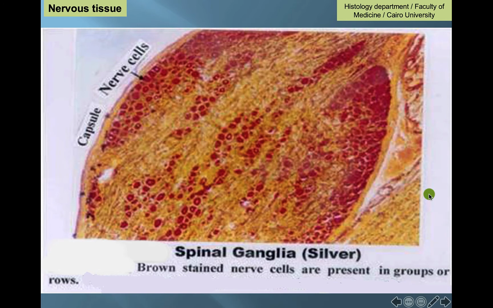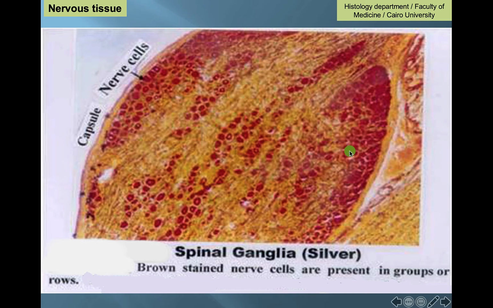This is a picture for the spinal ganglia, but in this slide it is stained by silver. The silver will stain the Golgi apparatus and the neurofibrils. So we have these brown bodies representing the perikaryon rich in Golgi apparatus, and also we can see here some of the nerve fibers containing the neurofibrils stained by silver. The silver will give the brown coloration.